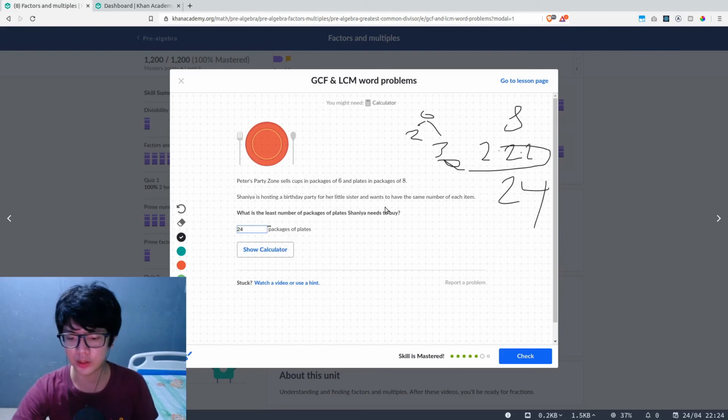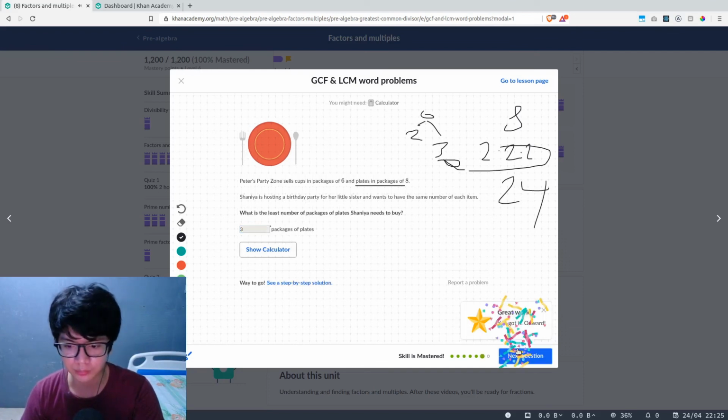Okay, no, not 24 plates, because each package of plates contains 8, so just 3 packages of plates. What's the least number of packages needed to buy? Then 3 packages of plates.